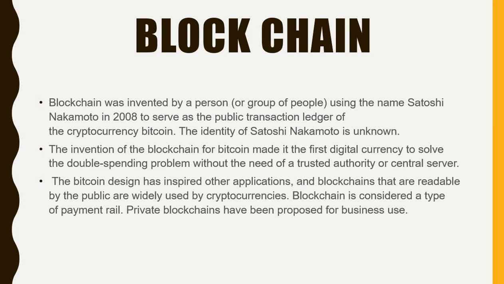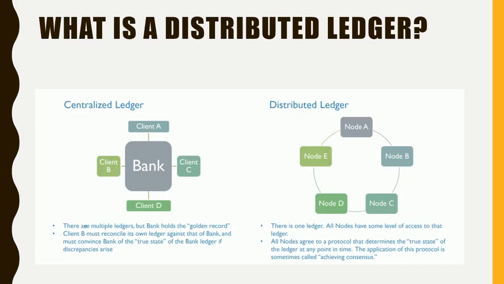The invention of the blockchain for Bitcoin made it the first digital currency to solve the double-spending problem without the need of a trusted authority or a central server. The Bitcoin design has inspired other applications, and the blockchains that are readable by the public are widely used by cryptocurrencies. Blockchain is considered a type of payment rail. Private blockchains have been proposed for business use.